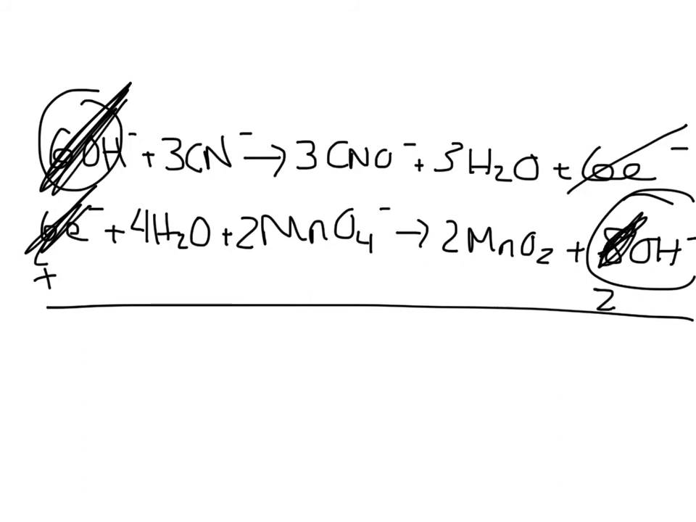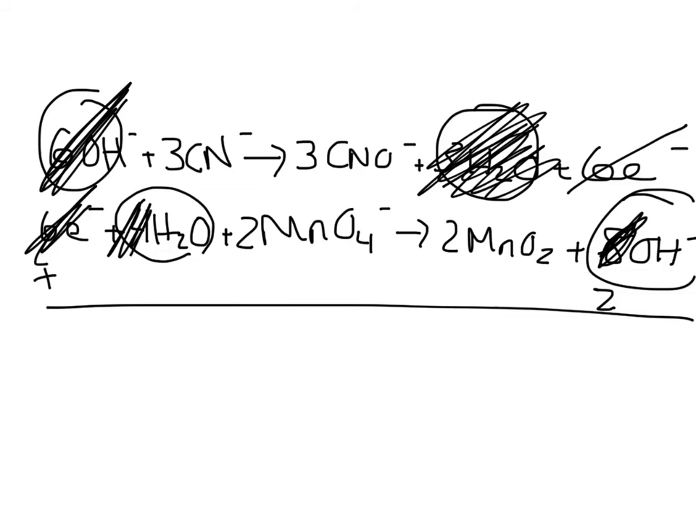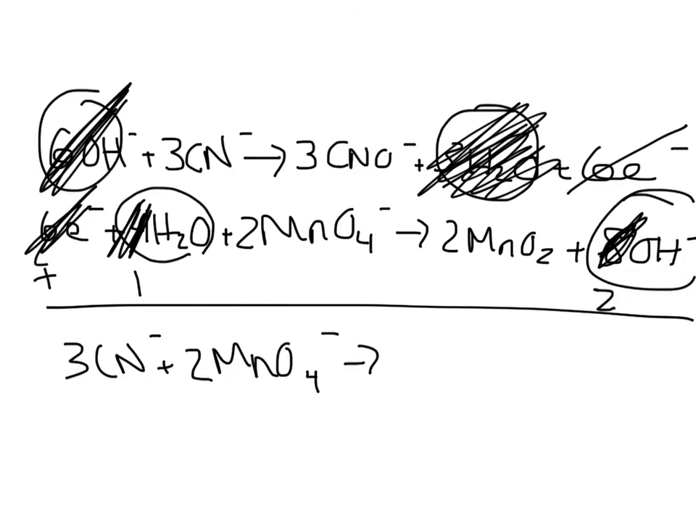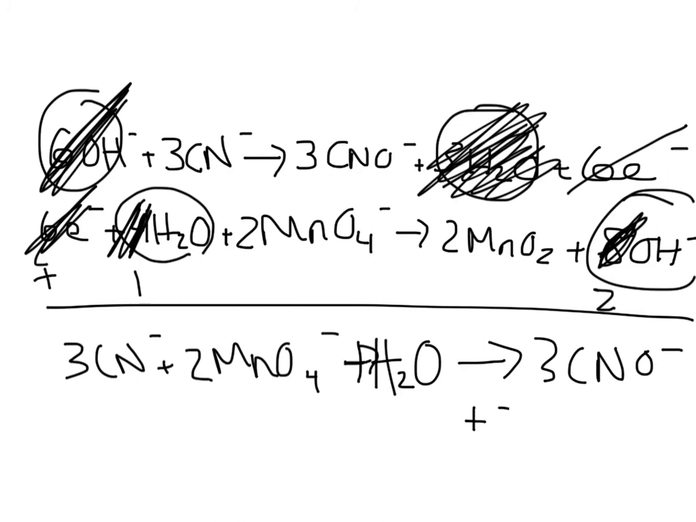The other thing that I have in common is that I have 4 water on this side, but I have 3 water on the other side. So I can get rid of all 3 of those water molecules over here, and instead of 4, I'm just going to be left with 1 water molecule. So if I write what I have left over, I have 3 CN- plus 2 MnO4- and a water. Sorry, I forgot that water there, guys. Now we'll write our arrow: 3 CNO- plus 2 hydroxide plus 2 MnO2.